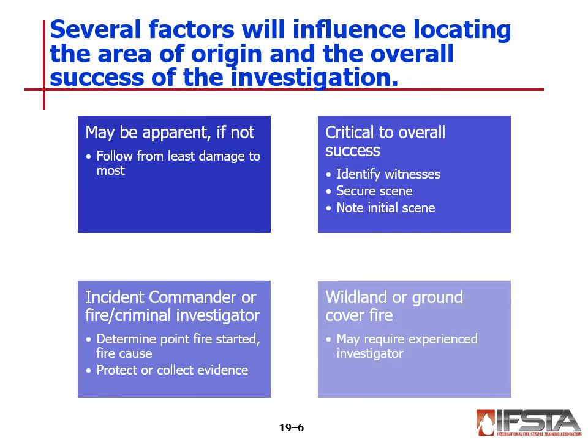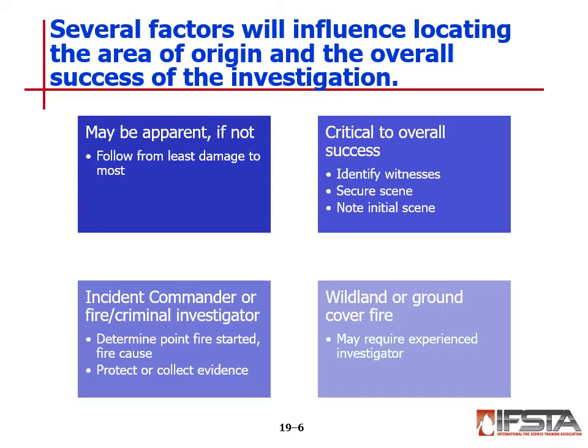So there are several factors that will go into finding the area of origin and improve the chance of success of the investigation. Some of these things may be apparent, some of them are not. If nothing else, if it is not apparent, follow from the least amount of damage to the most damage. We do that in reverse in overhaul: we go from the most severe damage to the area of no damage. But if we're not sure where it started, follow the trail.